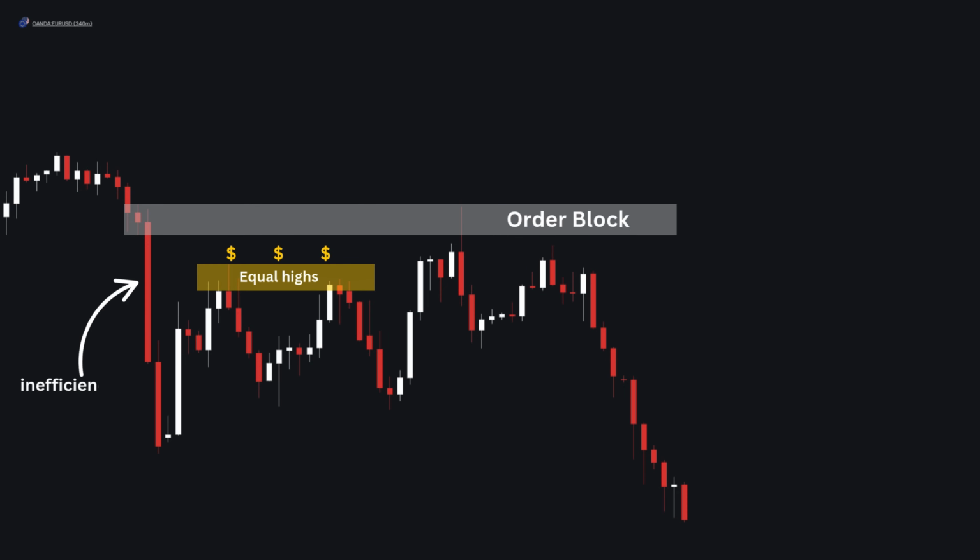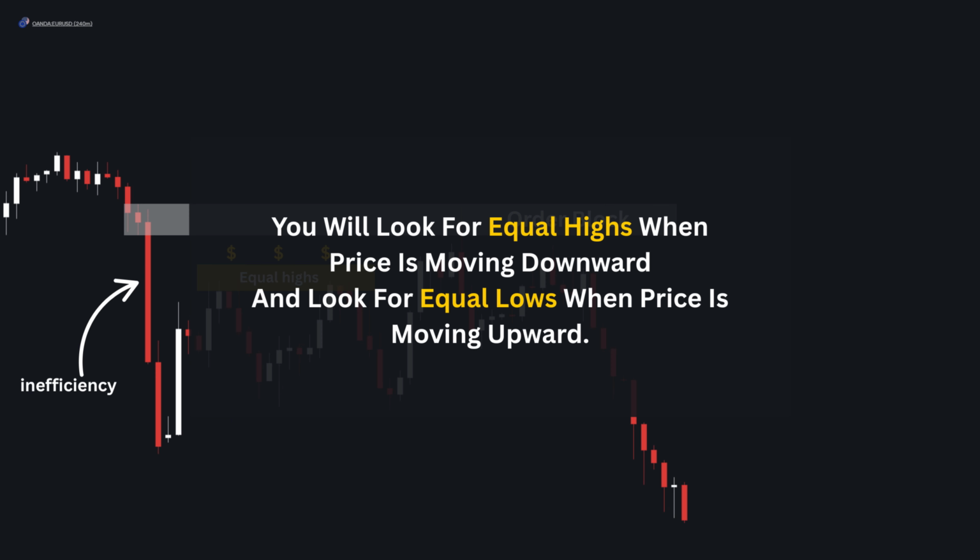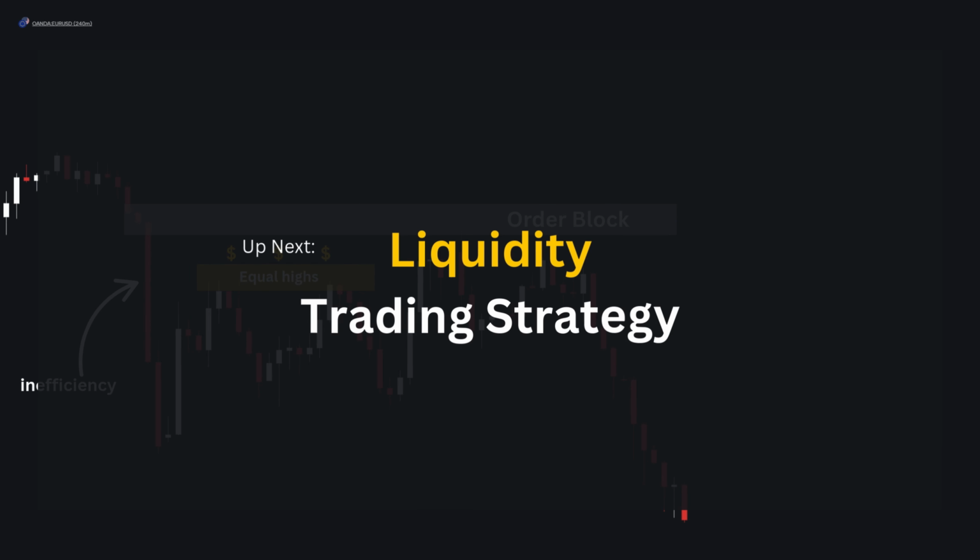Here's another example. This example is almost the same as the one I showed before this, but here the market is in a downtrend, and we have a valid order block and equal highs, and we can see that price grabs all the liquidity above equal highs, taps into our order block, and continues moving downward. Remember one thing, you will look for equal highs when price is moving downward, and look for equal lows when price is moving upward.